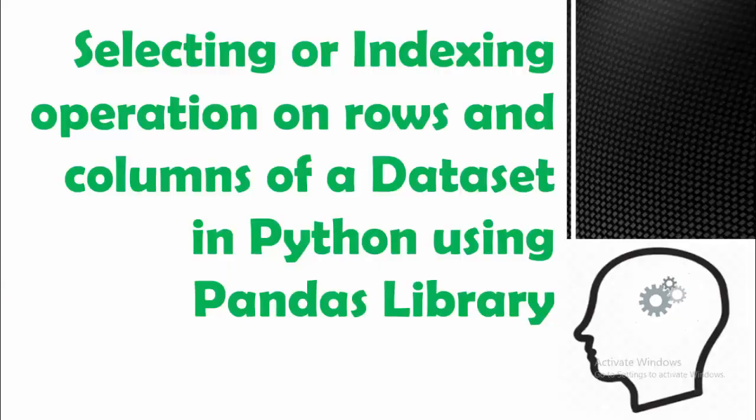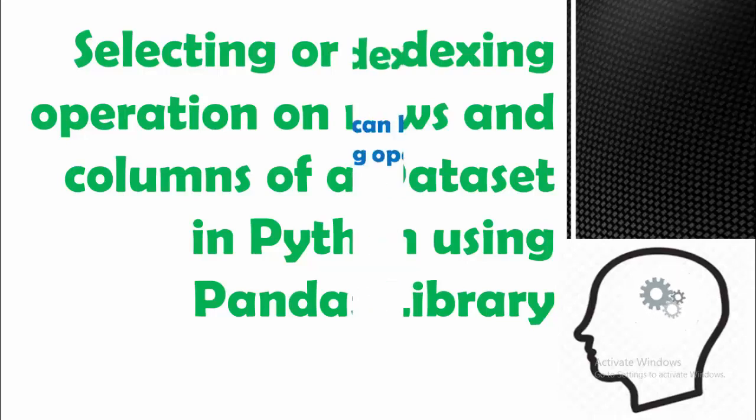In this video, we'll talk about how we can perform the selection operation on rows and columns of a data set in Python using the Pandas library. As in the previous video, we have already seen how we can create our own data set using the Pandas library of Python. Now in this video, we'll perform the selection operation on rows and columns of the data set. So let's get started.